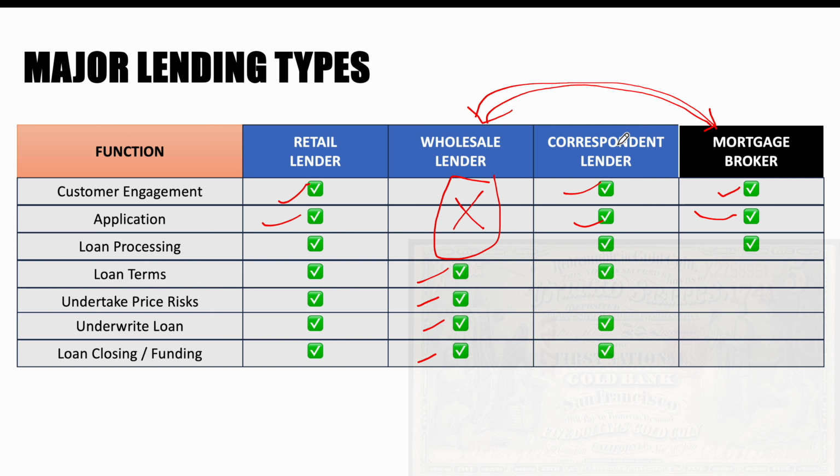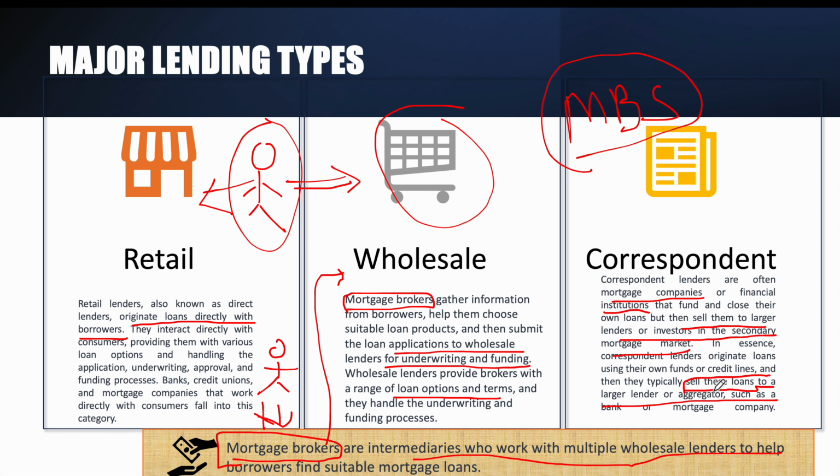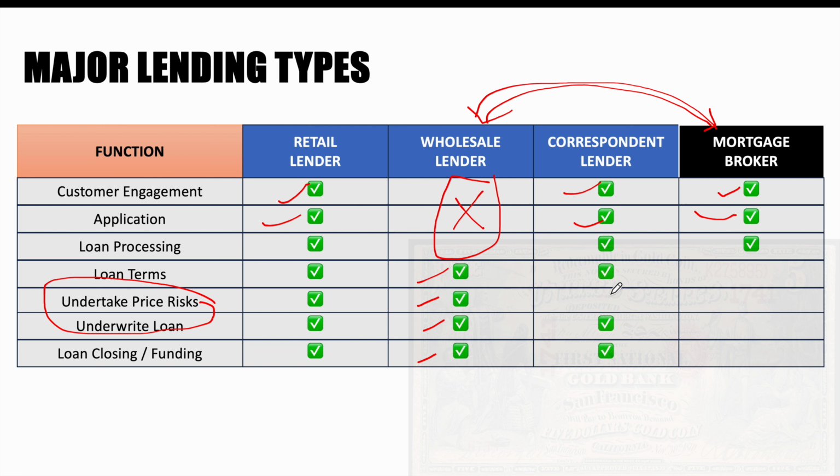Now let's see the correspondent lender. Everything is applicable. All the things in this loan are happening here except undertaking price risk. Why? Because, like we discussed earlier, the correspondent lender is going to sell off these loans which the correspondent lender has procured. They would sell these loans to a larger lender or an aggregator. That's where they are not taking a long-term price risk, and that is what the cross here is. So those are the different kinds of lending types. Hope this was useful. Thank you very much.